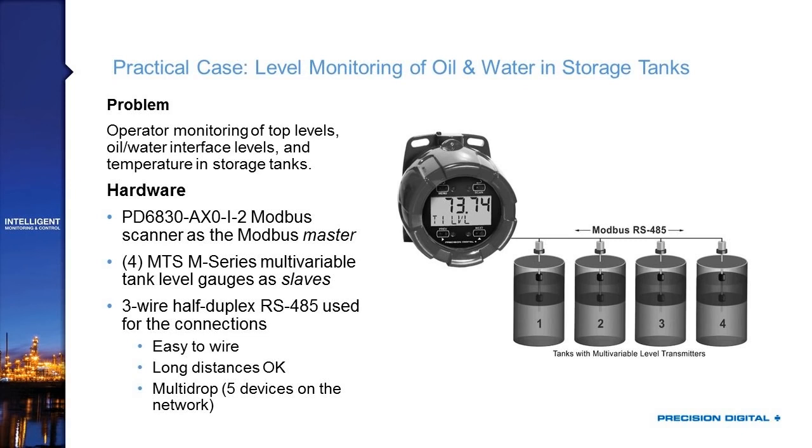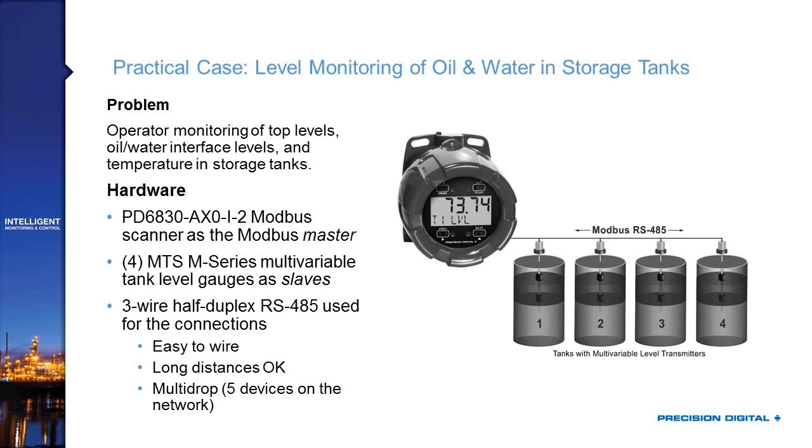In this case, they've chosen 4 MTS M-Series multivariable tank level gauges. Each one of those is capable of using a float system to determine the interface level and the top level, and it's got a temperature probe integrated into it. And each one of those multivariable transmitters is going to be a slave device on the network.